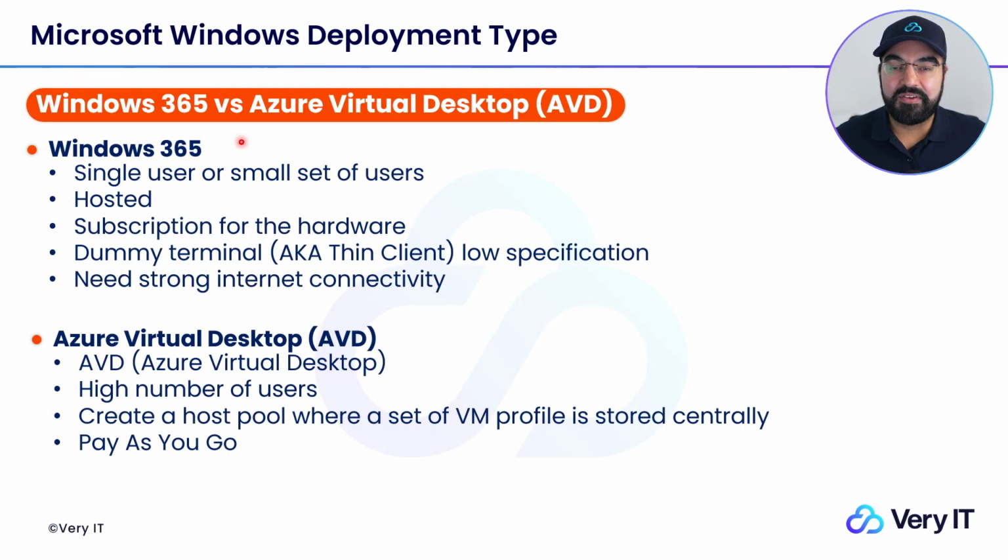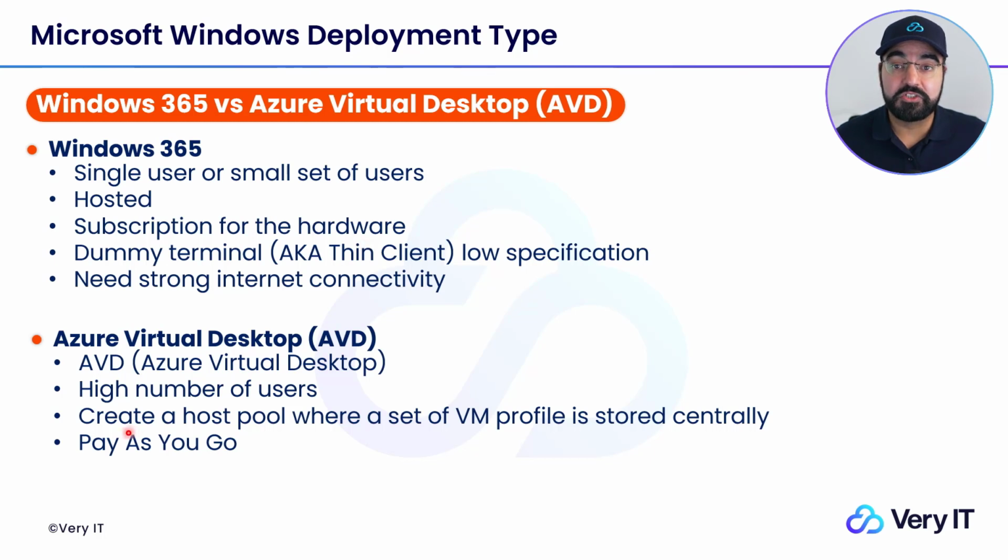Here, we'll be looking at the difference between Windows 365 and Azure Virtual Desktop, otherwise known as AVD. Here we have a high-level overview of the difference between Windows 365 and Azure Virtual Desktop. With Windows 365, it's primarily used for a small set of users, whilst with Azure Virtual Desktop, it's used for a high number of users. Now, with both of them, they are both hosted on the cloud, but the difference is with Windows 365, you are paying a subscription base for the hardware. That includes things such as your GPU, the CPU, the storage space, the power, the processor, etc.